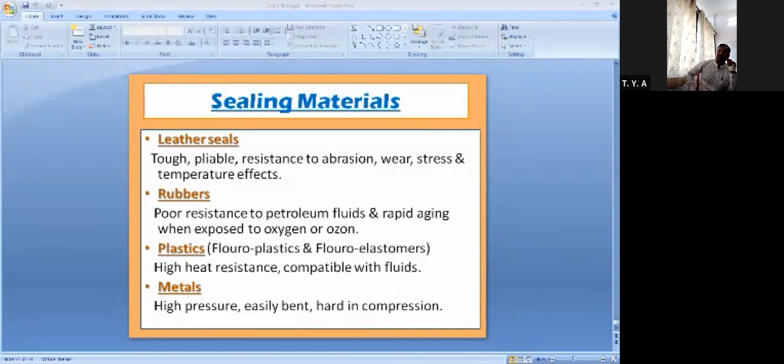And the last and very important sealing material is metal. One of the most common seal materials used in hydraulic equipment is metal. Due to that only, metal seals are used in hydraulic equipment. And the metal is copper. Copper is commonly used as a sealing material.